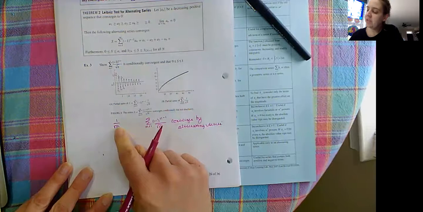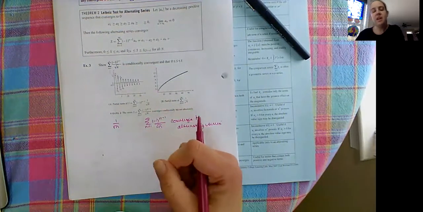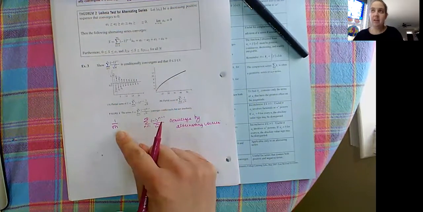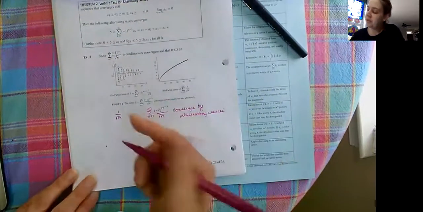Now we want to look at just this piece to figure out if the positive, if that converges, then we say absolutely convergent. If this diverges, then we say conditionally convergent for the original. So let's look at this one.